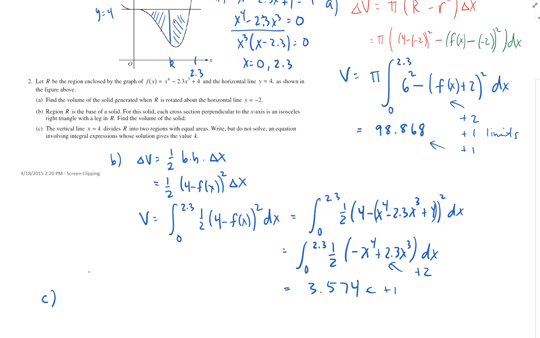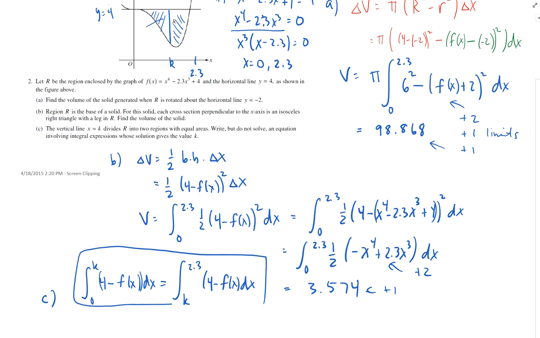The area on the left is the top function minus the bottom function, from 0 to k, dx, which must equal the area on the right, from k to 2.3 of 4 minus f of x dx. And that is the equation. It seems like it should be harder for part C, but it's not. That's worth 2 points: 1 for writing the area of the region and 1 for writing the equation. So there you have it.